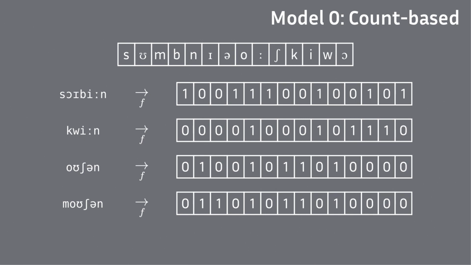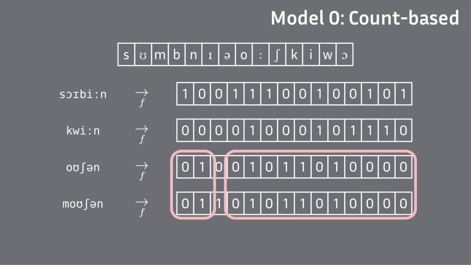Despite the simplicity of this method, we can already see that words that sound similar have similar vectors. Ocean and motion differ in just one phoneme, and their vectors are the same except for one position.